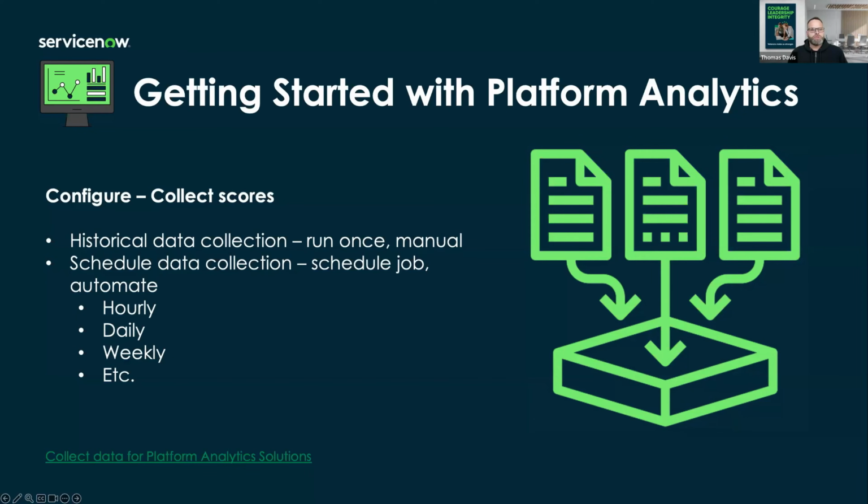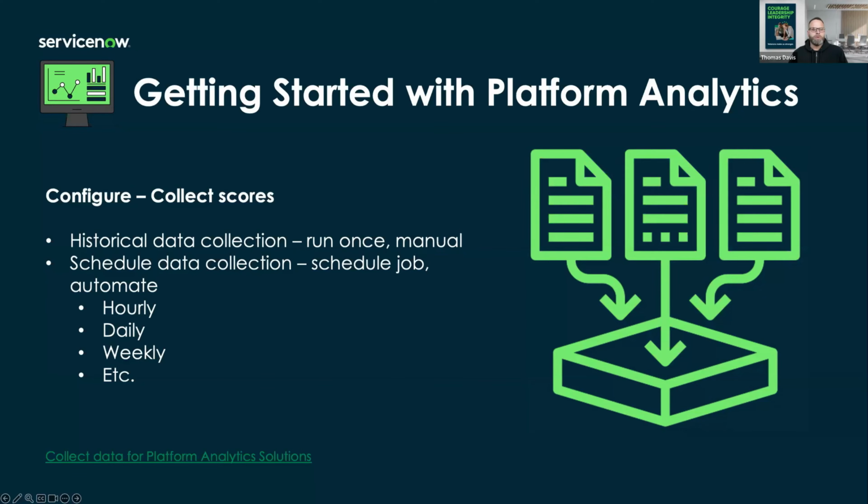So, quickly I want to just talk about collecting scores and the way that you should think about those. Historical data is run once. It's generally always manual, and then daily jobs, or hourly, daily, weekly, however often you actually need to run those, you would schedule and automate those to run, and of course, however much particular data you need to look at. But the big thing is historical data obviously is run once.